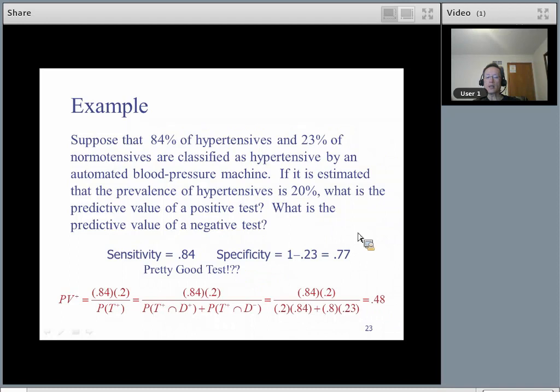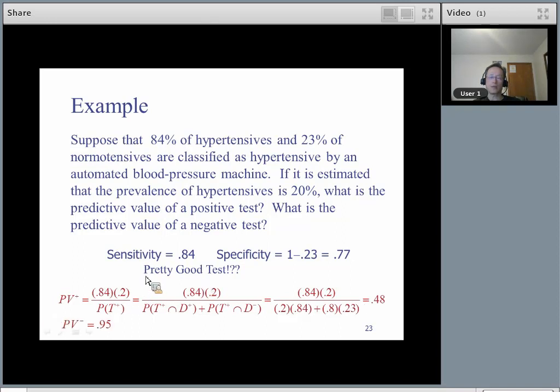Okay, so for a test that has 84% sensitivity and 77% specificity with a prevalence of 20%, the predictive value of a positive test is pretty low. It's like 48%. And that is not good, all right? If you're tested positive, the likelihood you have the disease is only 48%. That means you don't really have a clue whether this person has the disease or not.